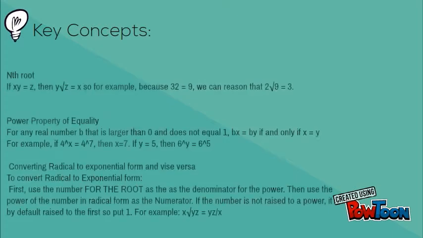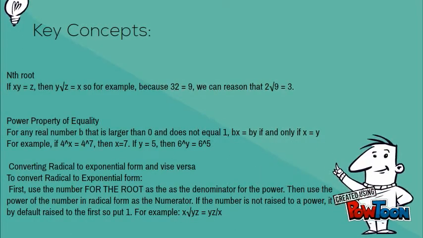The second one is converting radical to exponential form and vice versa. To convert radical to exponential form, first use the number of the root as the denominator for the power. Then use the power of the number in radical form as the numerator. If the number is not raised to a power, it is by default raised to the first, so put 1.